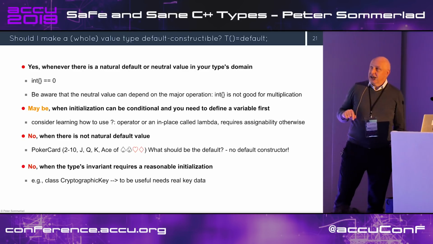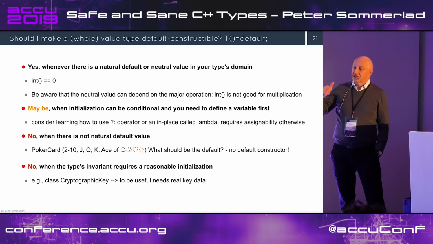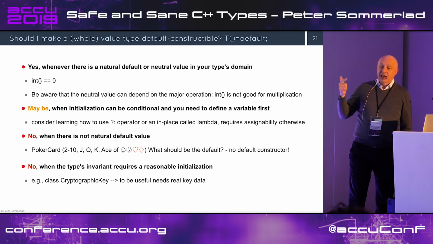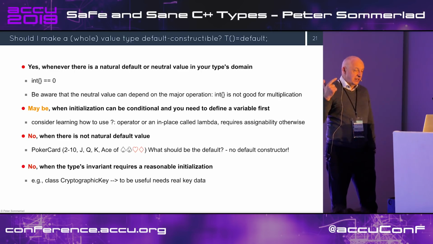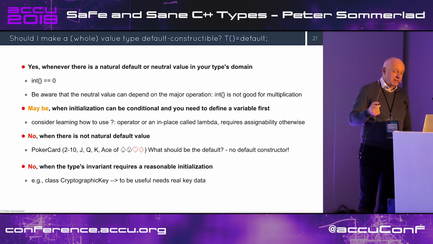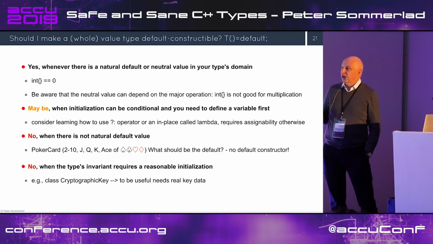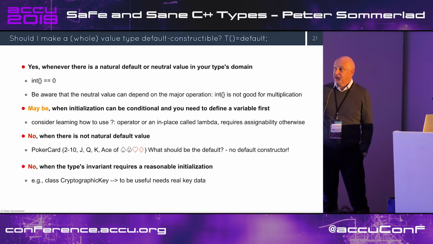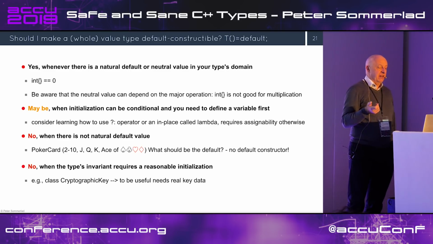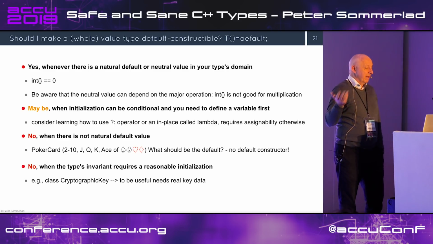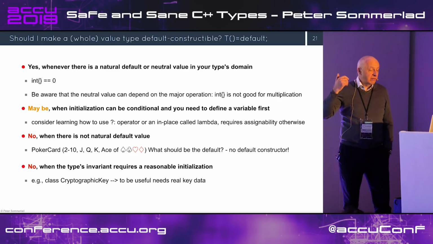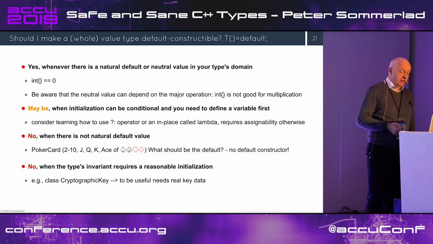Now let's get back to the default construction. If you have a natural neutral value, yes. If the initialization requires a two-step initialization, you might want to have one, but I'm not sure if that's a good idea. Better provide a factory or in-place lambda for initialization. If there's no natural default value, like when you're representing playing cards, what is the default? Is it an ace? Is it a 2? Is it a king? There's no natural default value, so then don't provide a default constructor.